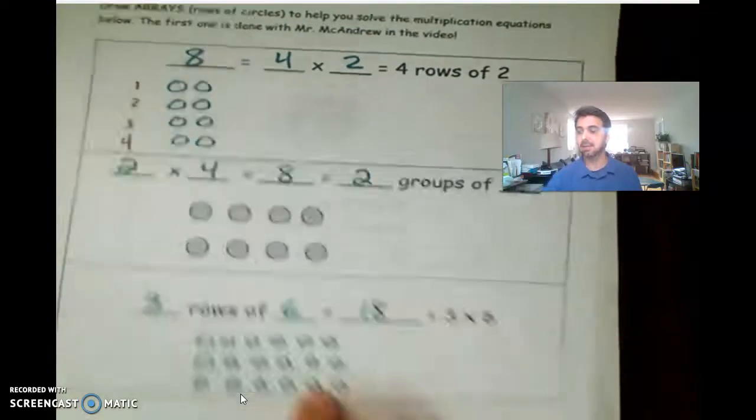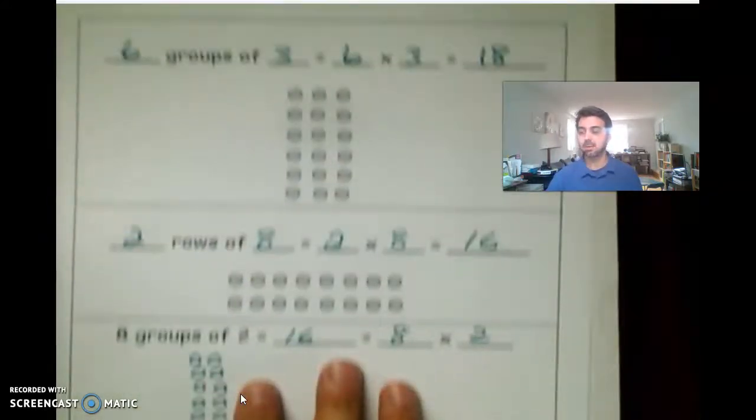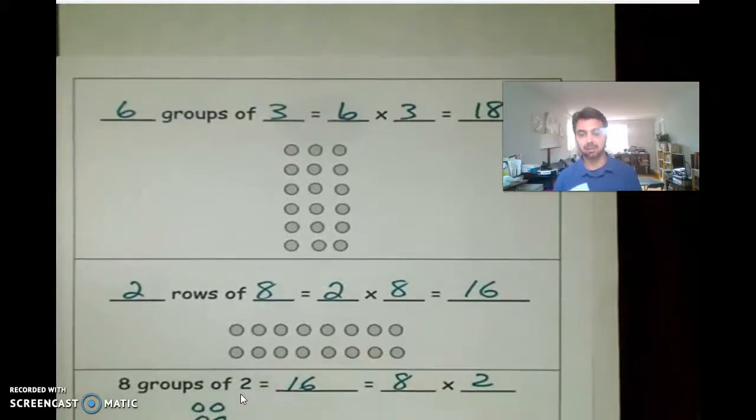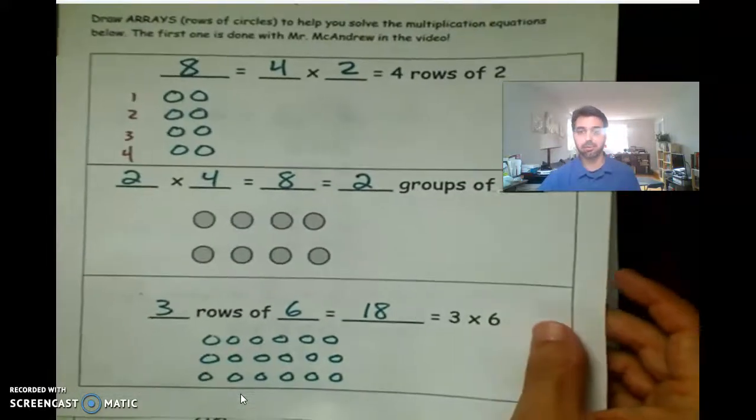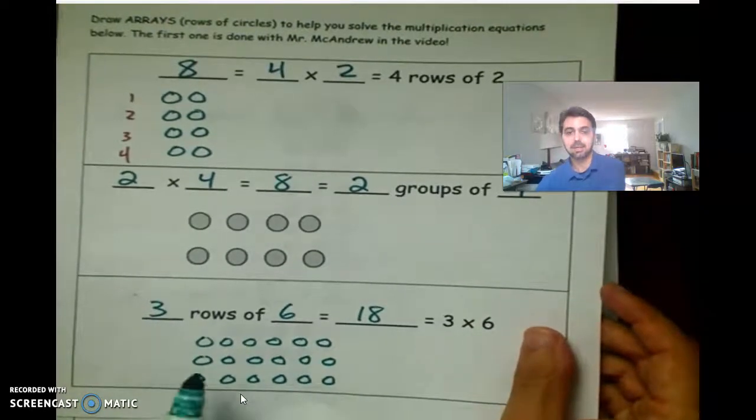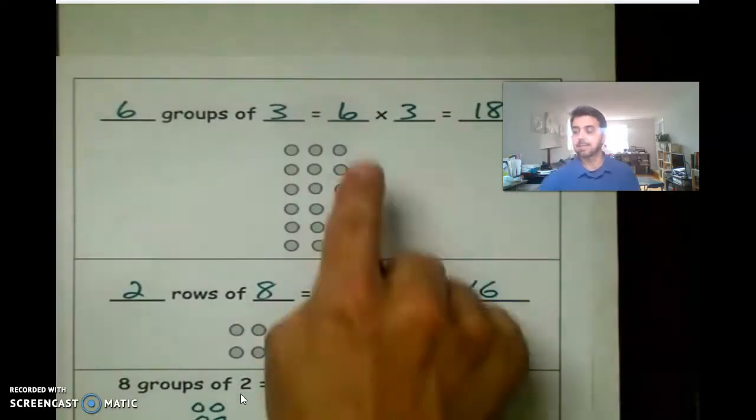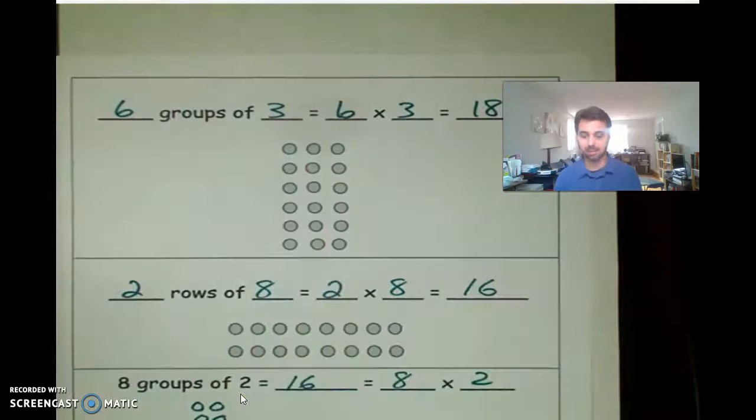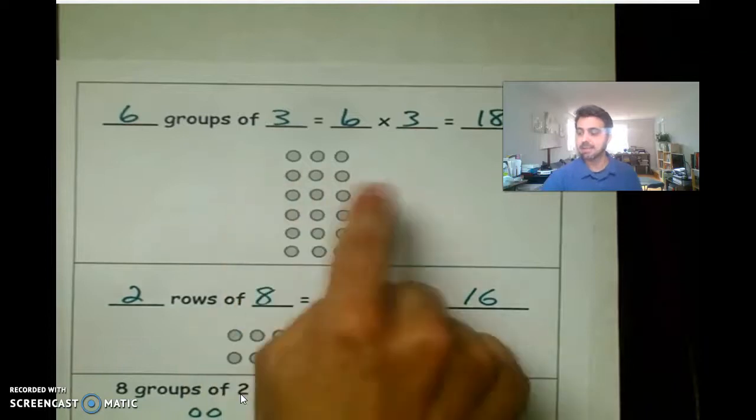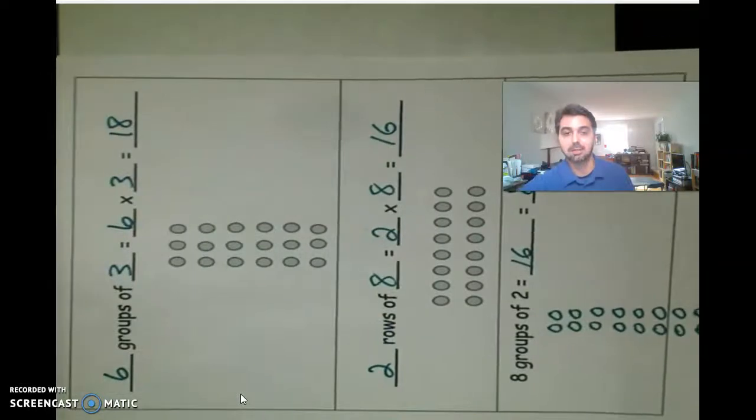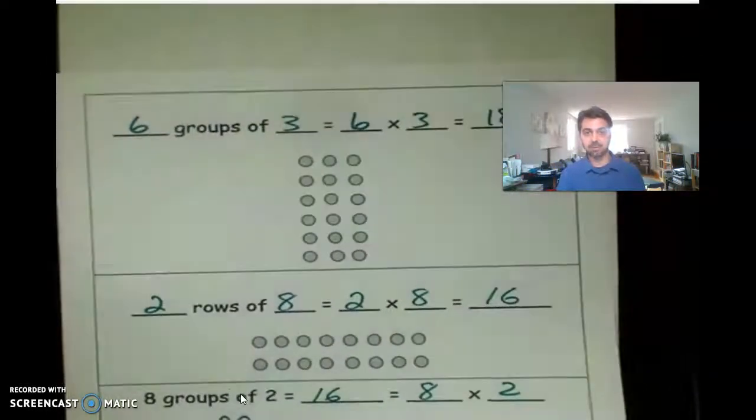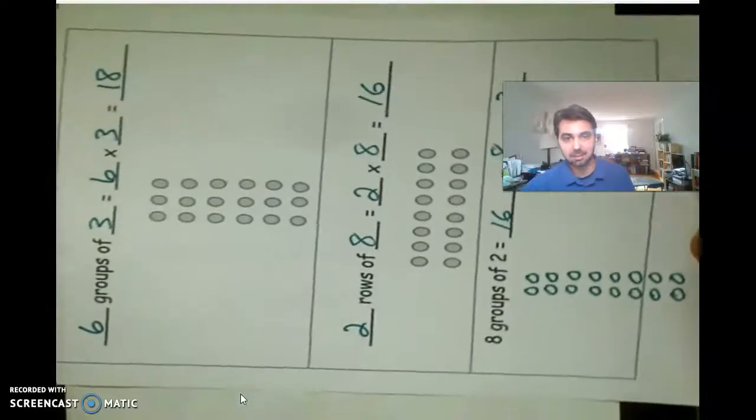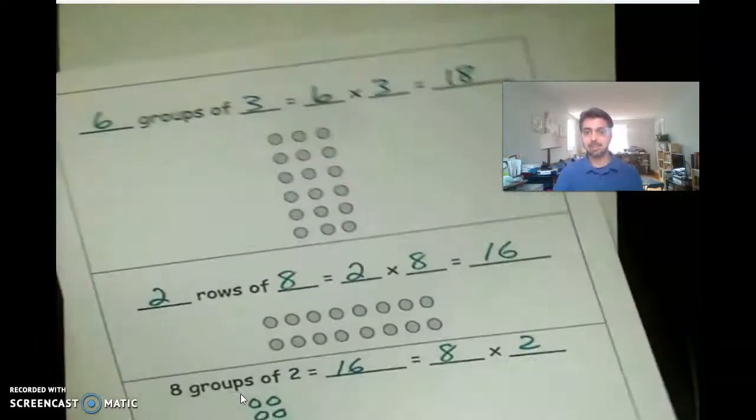And then on the next page, we had 6 groups of 3. So 3 groups, or 3 rows of 6, was 18, and 6 groups, or 6 rows of 3, was also 18. One of the reasons for that, watch this: if I take the paper, I have 6 rows of 3, and if I turn it like this, now I have 3 rows of 6. That's all you have to do, it's the same, still 18.